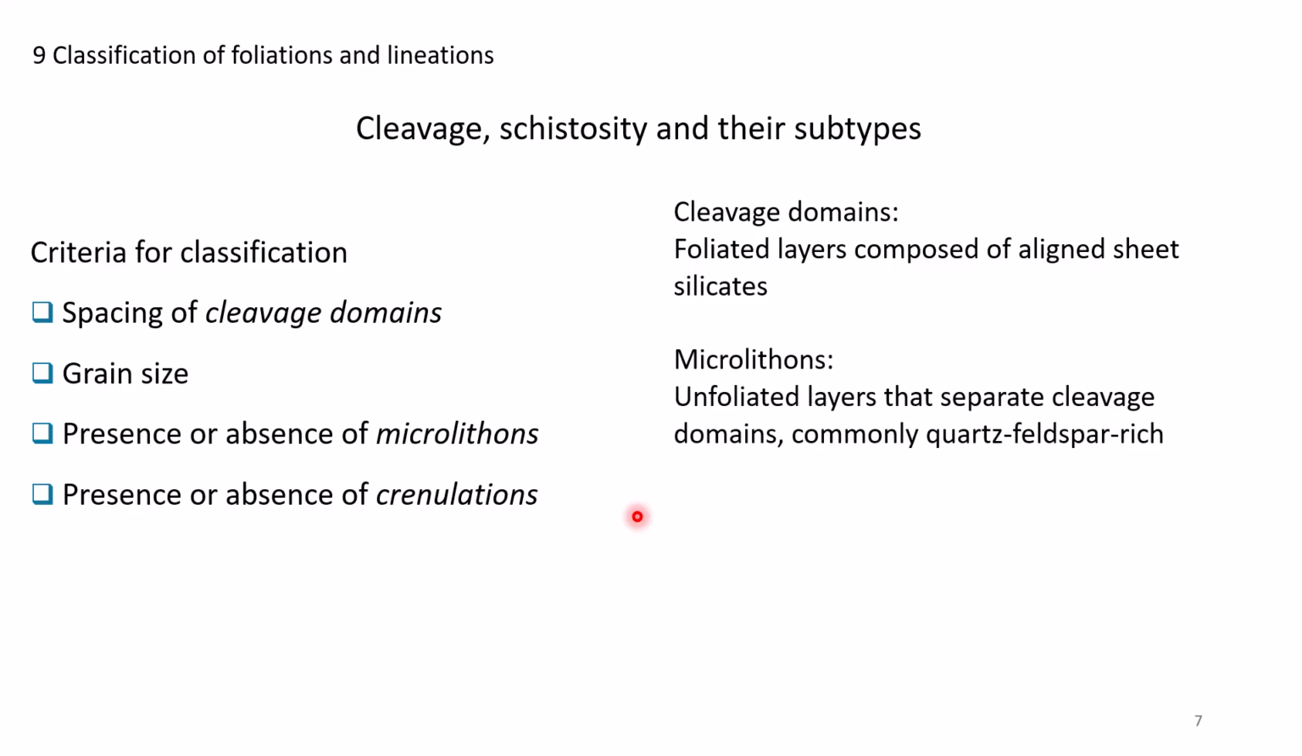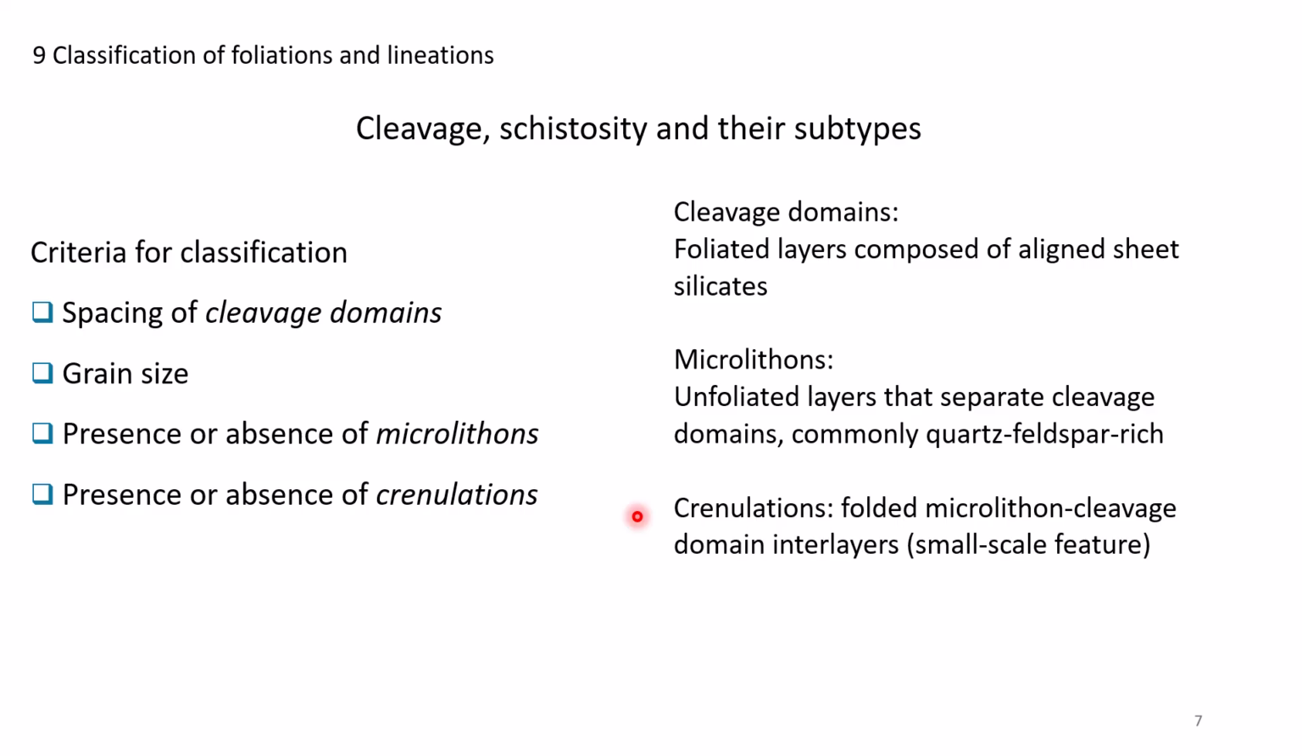The microlithons are the parts of such rocks which are separating the cleavage domains. Commonly in microlithons you will find light-colored minerals such as quartz and feldspar. Crenulations are folded microlithon and cleavage domain interlayers, and these crenulations are small-scale features. We are talking about millimeter-sized, small-scale folds in such foliated and layered rocks.